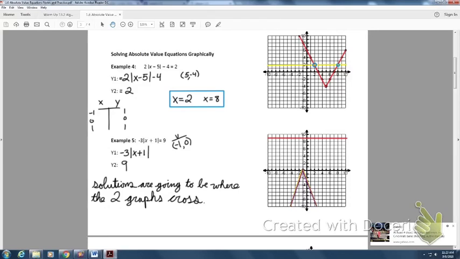Alright, so if my horizontal line is at the top, y equals 9, and the graph is down there, and the solutions are where the two graphs cross, my answer to this problem would be no solution. That is fabulous, Trent.